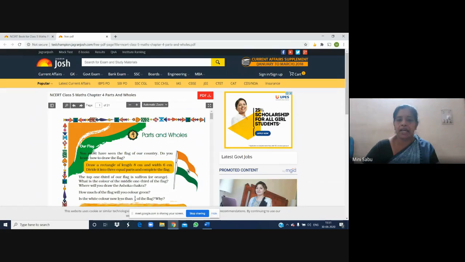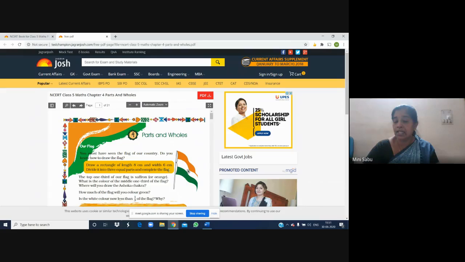Our flag means our national flag. You must have seen the flag of our country. Definitely you have made the flag of our country many a times. Do you know how to draw the flag? Here, how we will draw the flag, that explanation is given. Draw a rectangle of length 8 centimeter and width 6 centimeter, and then divide it into 3 equal parts and complete the flag. 3 equal parts.